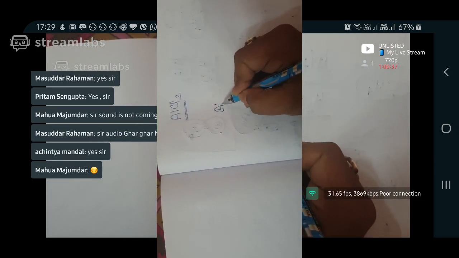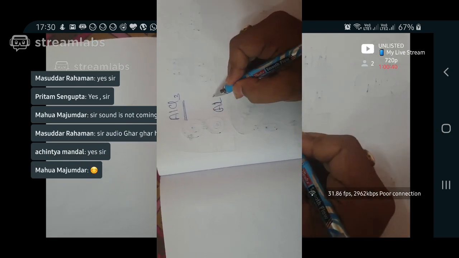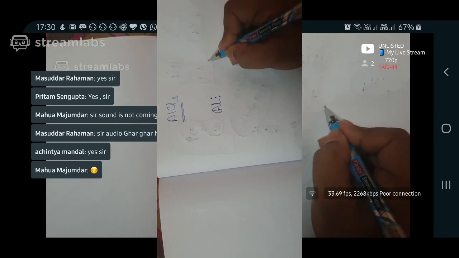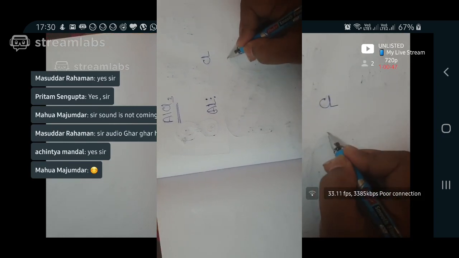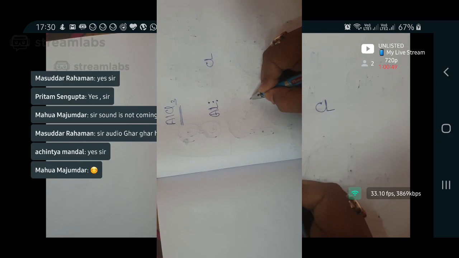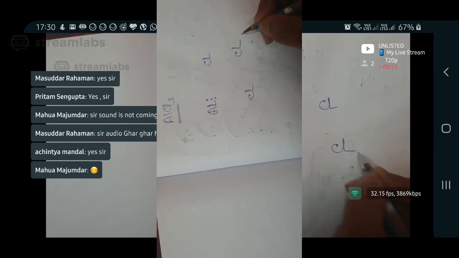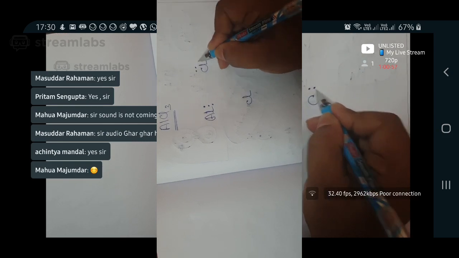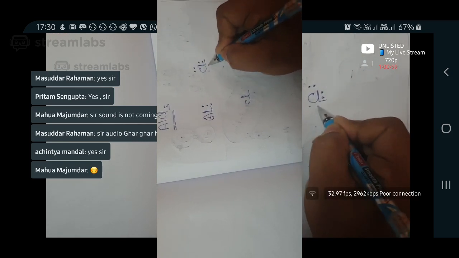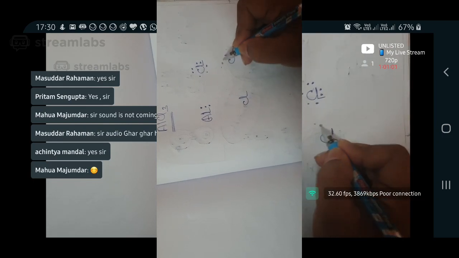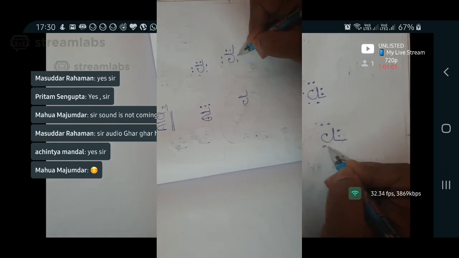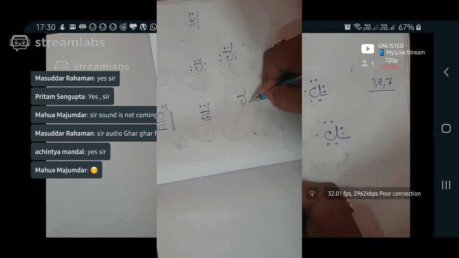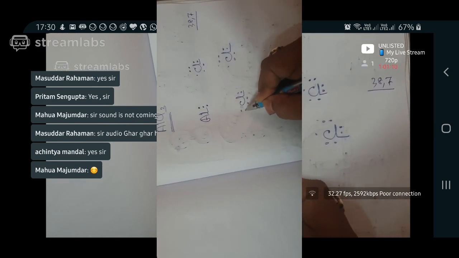Just draw one Al, because there is one Al, with 3 electrons in the last shell, and then 3 Cl are there. 1, 2, and 3 Cl are there. So in the last shell of Cl, how many electrons are there? 1, 2, 3, 4, 5, 6, 7. If you remember, it is 2, 8, 7. That's why 1, 2, 3, 4, 5, 6, 7.